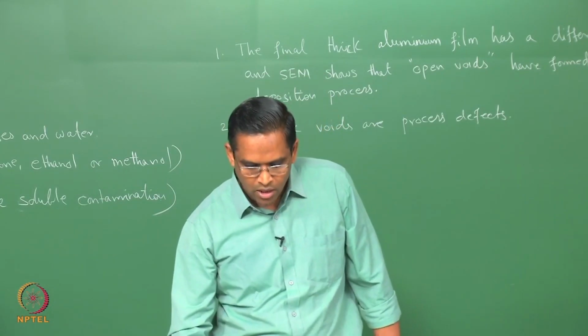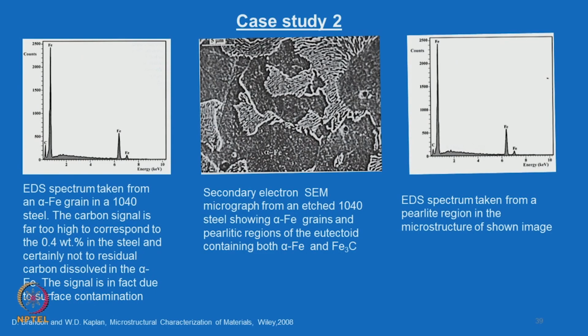So, if you look at other case studies like this, what I have shown is a micrograph of a steel which shows a two-phase microstructure, which is alpha iron and Fe3C. In metallurgy, this colony is called pearlite, which consists of alpha iron and Fe3C. The black region is alpha iron, it is called ferrite.